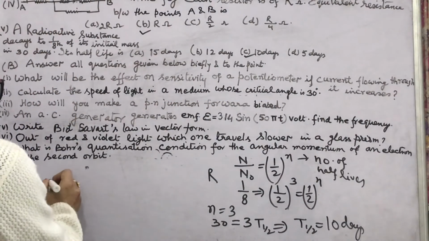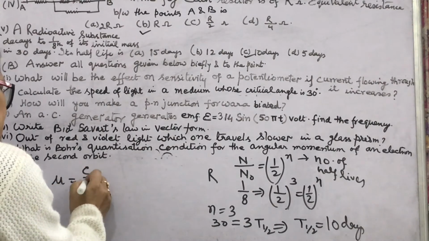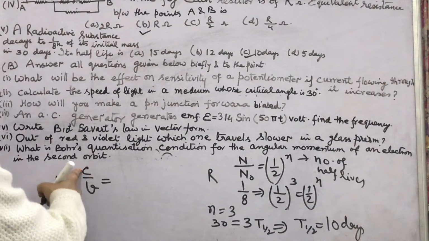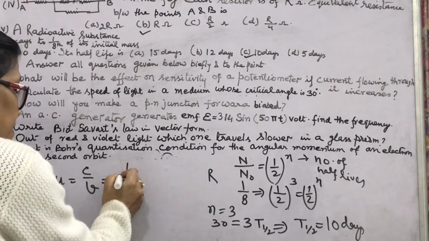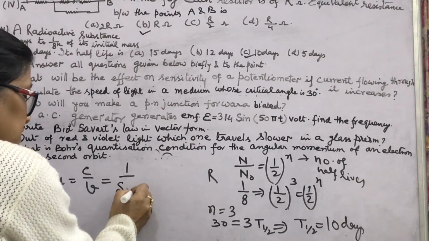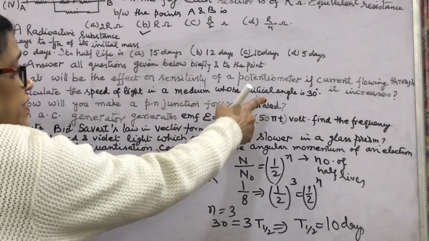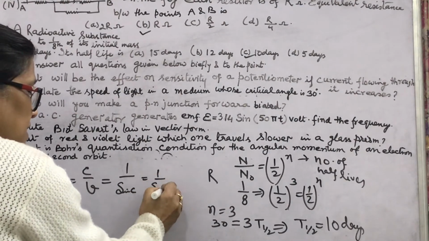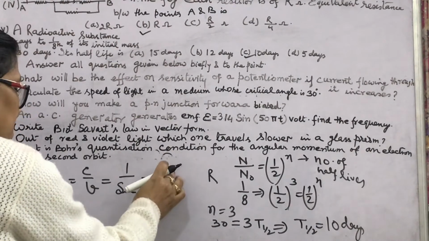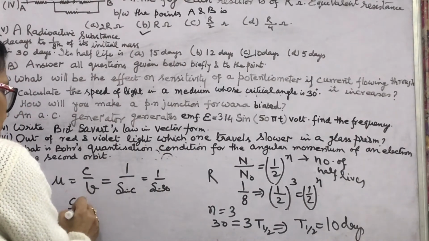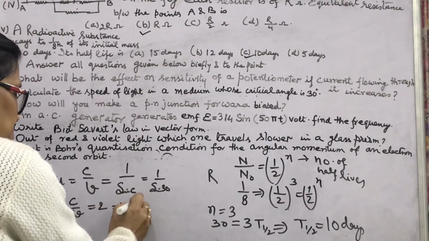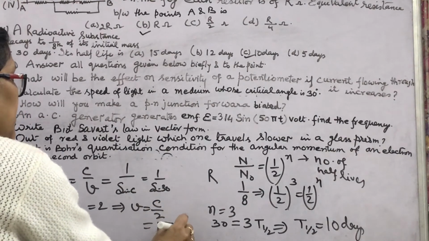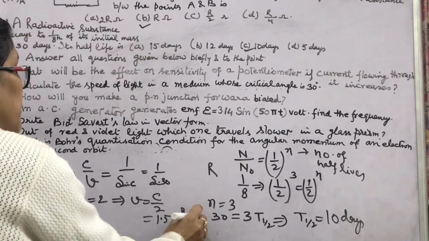Now you know the refractive index of a medium is given by C by V, where C is the speed of light in vacuum and V is in the medium. It is also given by 1 upon sine C, this critical angle. What is its value given? 30 degree. Sine 30 is half, so 1 upon sine 30 will become 2. So C upon V is 2. That means V will be C by 2. That is 1.5 into 10 to the power 8 meter per second.